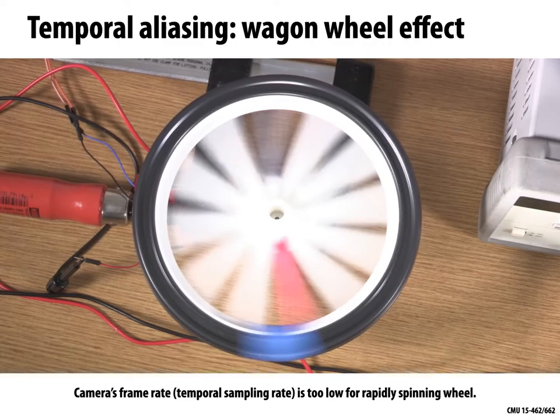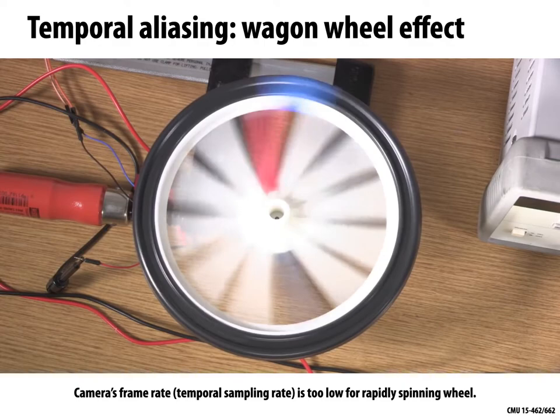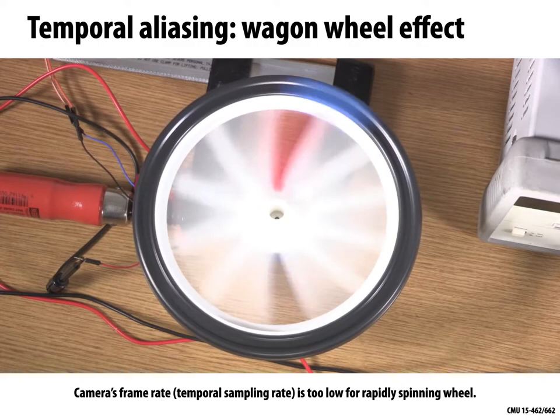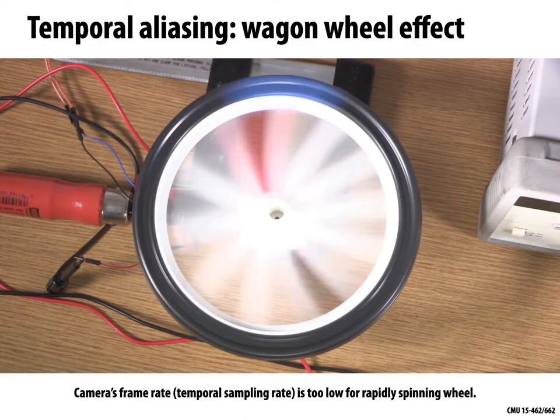Well, in this case, because our video is only being taken at 30 frames per second. So if the wheel is spinning around much faster than that rate, we're just going to catch a random image of the wheel at different moments in time, which makes it look like it's doing all sorts of other funny stuff. This is exactly what happened with our audio signal.